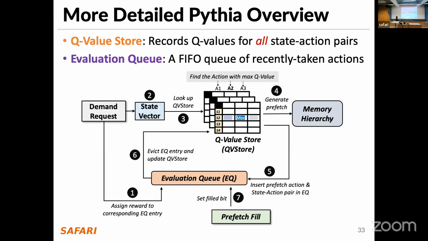This feedback loop actually goes on inside the processor itself. Whenever it sees a new demand request, it prefetches something and puts it in the evaluation queue. The evaluation queue gives it some sort of feedback, and it keeps on learning for all the demand requests. So you start with a clean slate, and after some time your learning gets good enough. Then you start making good decisions, but you don't stop your learning there. You keep on learning based on this feedback.